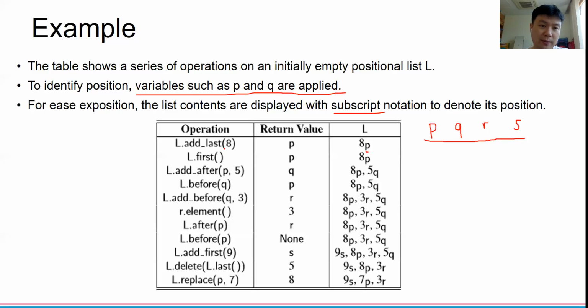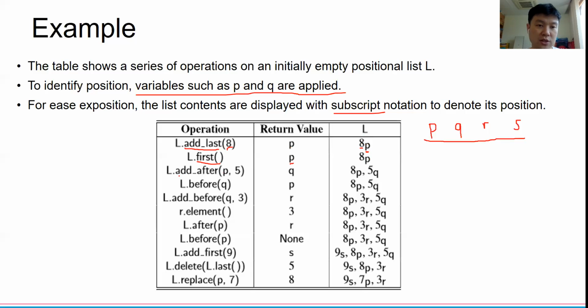Now let's see one by one. If we are adding last, what is add last? We are going to add one element at the last position. This is the object name E8. I would like to add the element 8 in the last position, and the position is P. And then I want to know what is first. Because we have only one element, this is the first. But the return value is not the element, we want to return the position. So the position in this case is P.